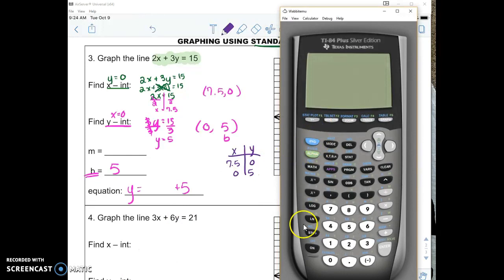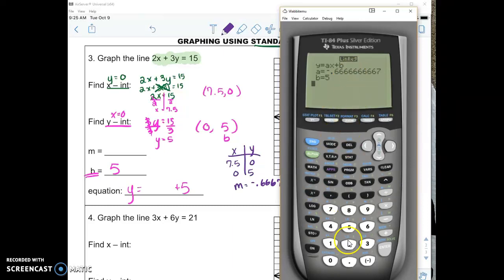In my calculator, I'm going to press Stat, Edit, and enter the table that I just wrote: 7.5, 0, 0, 5. Go back to Stat, Calc, Linear Regression, number 4. Enter, enter, enter, enter, enter. I get that my slope is negative 0.666 repeating.